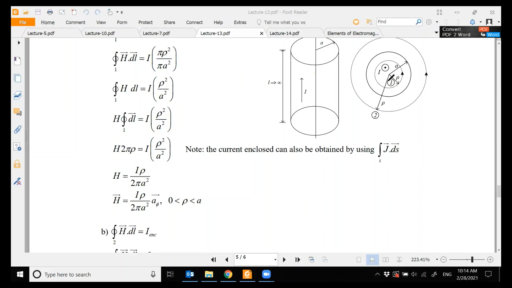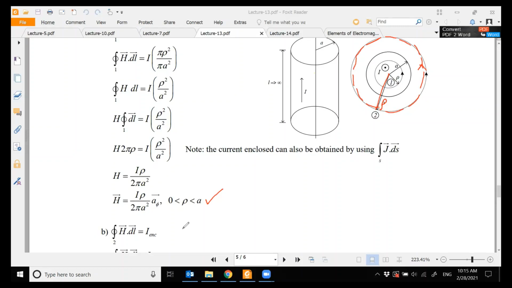Okay, so this is inside the wire. Now, how about outside the wire? For outside the wire, we have made another Ampere in loop. See, this is the another Ampere in loop. And now I'm making this the radius of my Ampere in loop, rho, and I will apply Ampere's law here.